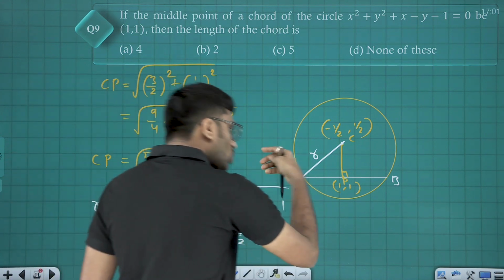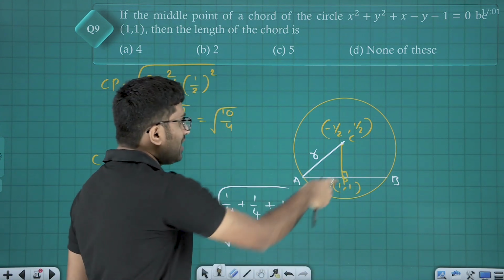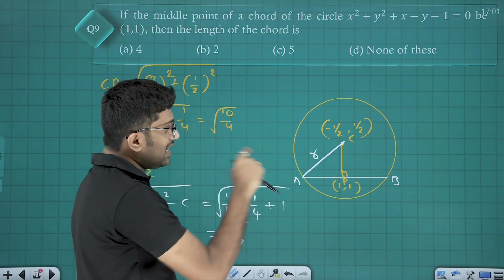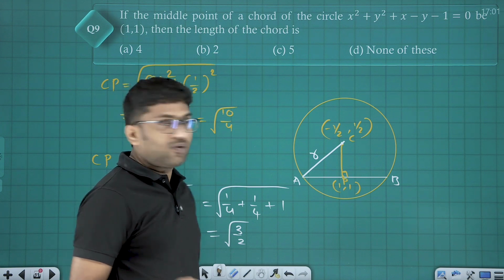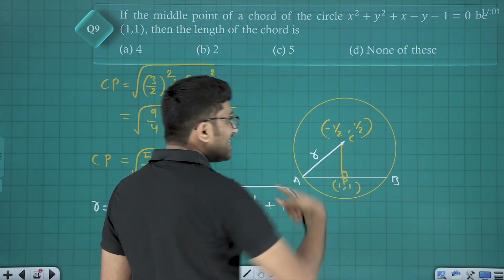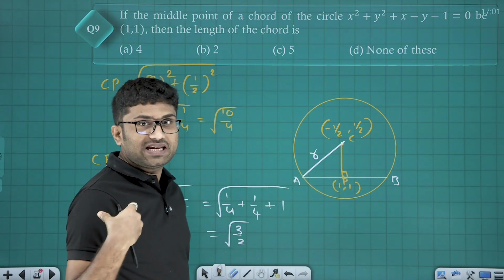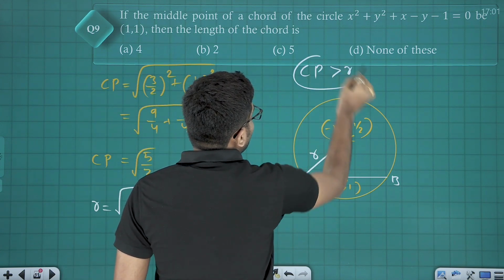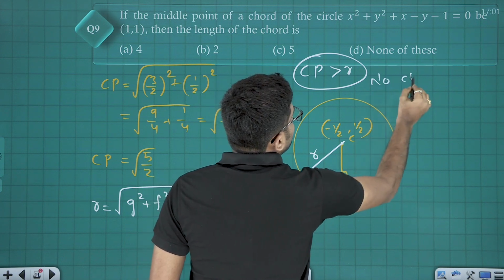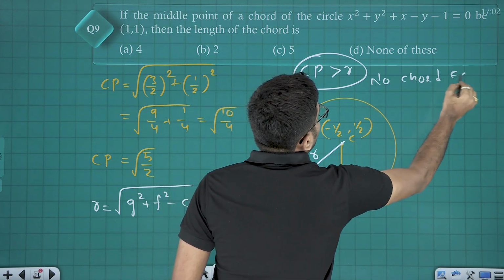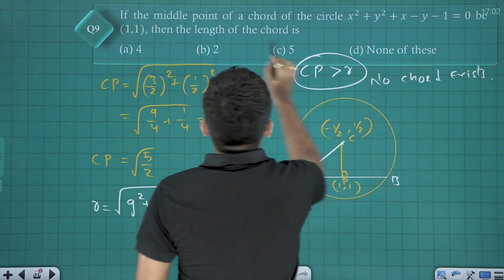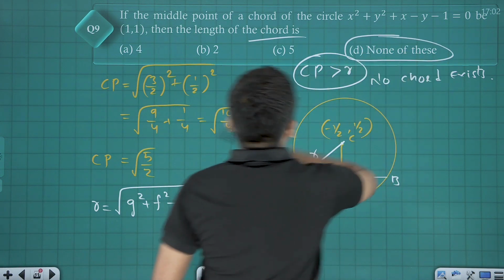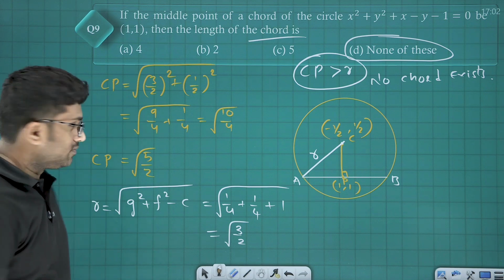That means there exists no chord in the circle with the midpoint (1, 1). There exists no chord in this circle having midpoint (1, 1). Okay, why? Because this CP should always be less than R, no? CP should always be less than R. Here CP is greater than R. As CP is greater than R, no chord exists. Now what is it asking? The length of the chord. If there is no chord, none of these will be the answer. Clear?